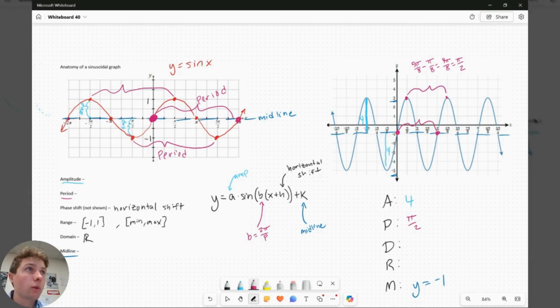Your domain, we know the domain is all real numbers, so we already know that. Domain is just all real numbers. And the range, what is the minimum? It looks like we get down to -5, we said. And how far up do we go? It looks like we said that was a value of 3. There is finding each of those components.